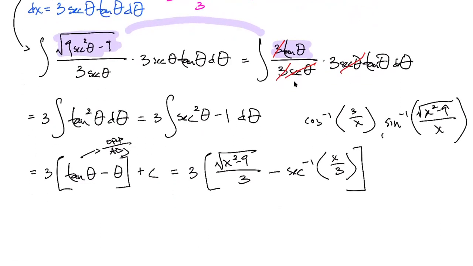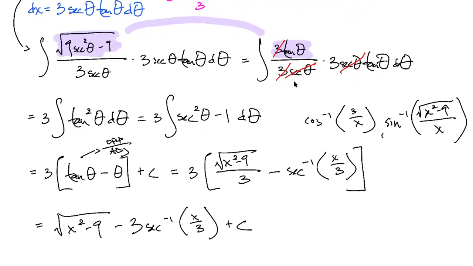okay? If you wanted to distribute that 3, then this first term would become x squared minus 9, but the second term would stay as 3 inverse secant of x over 3. Okay, so you can't cancel this 3 and that 3 because the x over 3 is being inverse secanted, so you can't cancel it out.